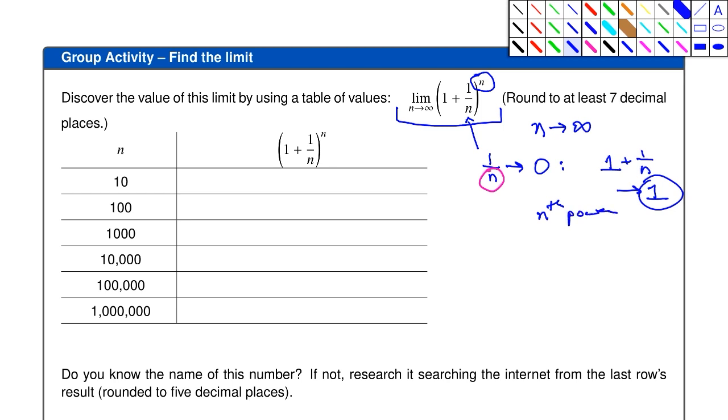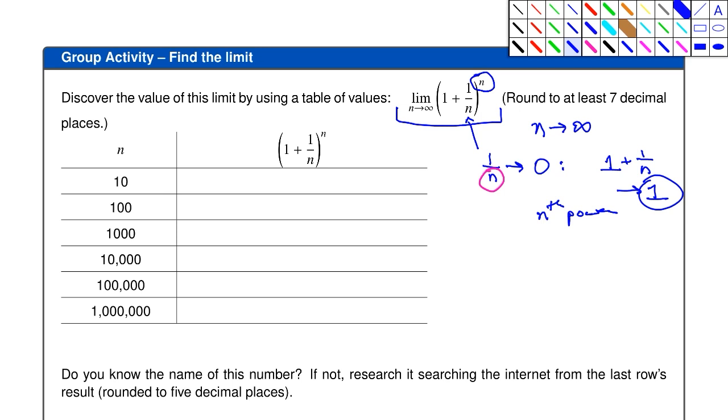And so something is happening there. It's sort of a battle of two different sides. It's a race to get the inside closer to 1, but you're raising it to these really large powers, and they're getting bigger and bigger and bigger, which we know makes things sort of blow up. So what's going to happen?